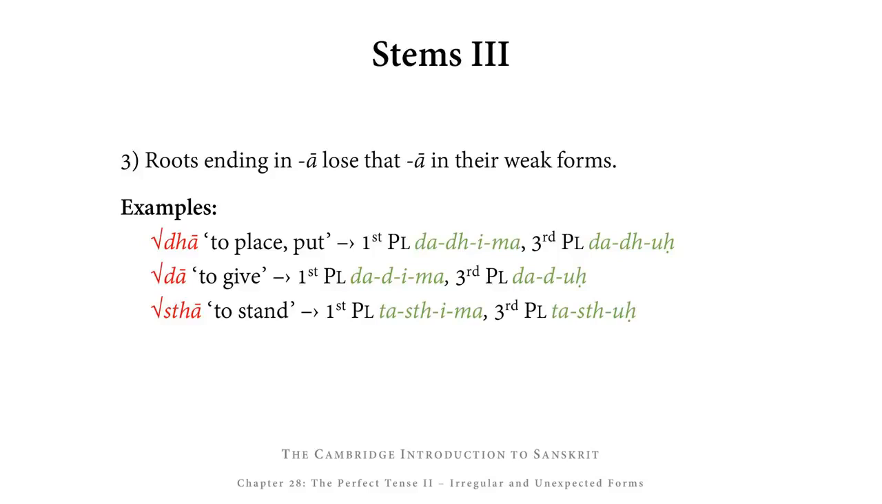So we here have the i appearing in between a root that ends with a consonant and an ending that begins with a consonant. So we get dadhima. Or a third plural da plus dh plus uḥ, dadhuḥ. Similarly, of dā, to give, we have the strong stem dadā, but the weak stem dad. And of that we have the first plural dadima and the third plural daduḥ.